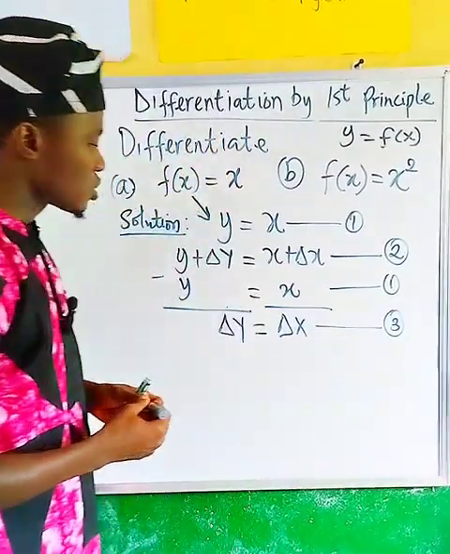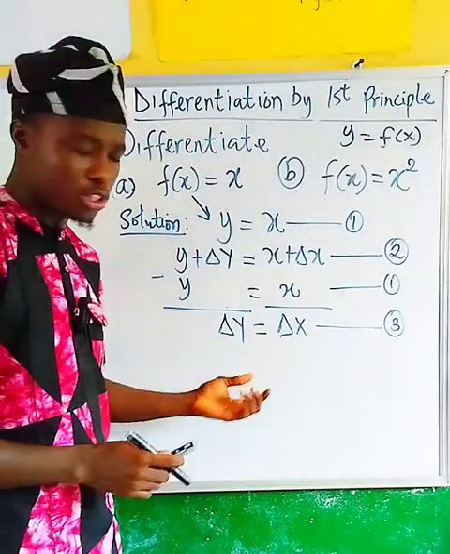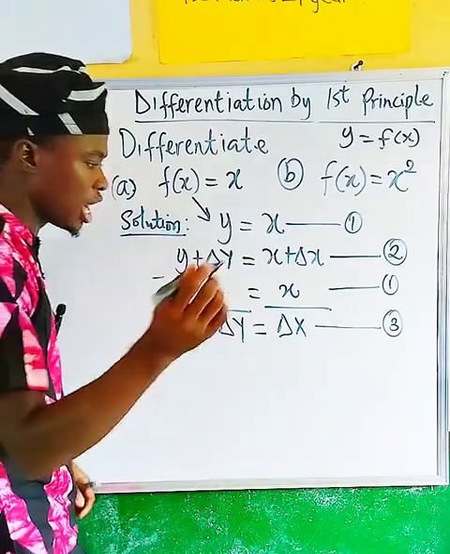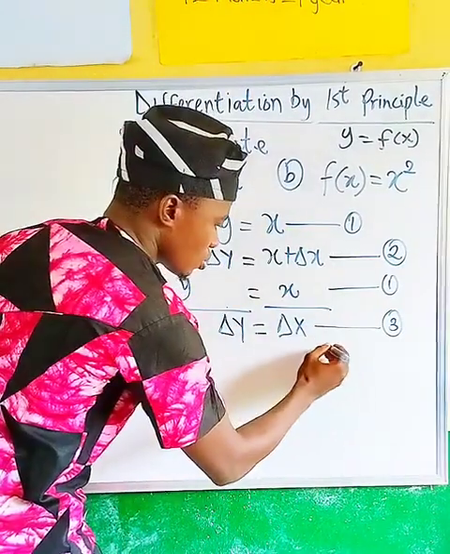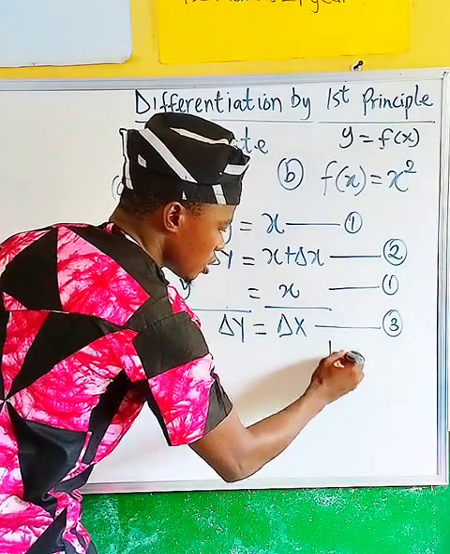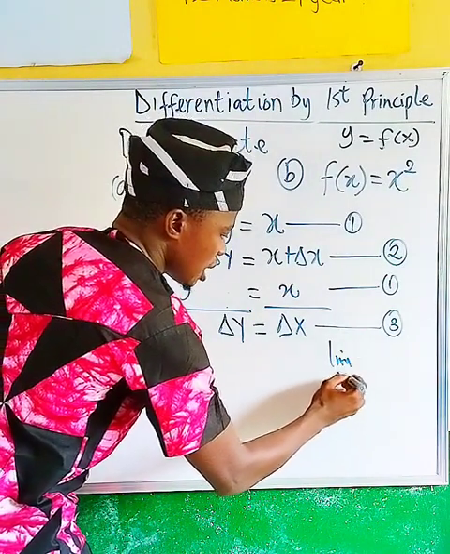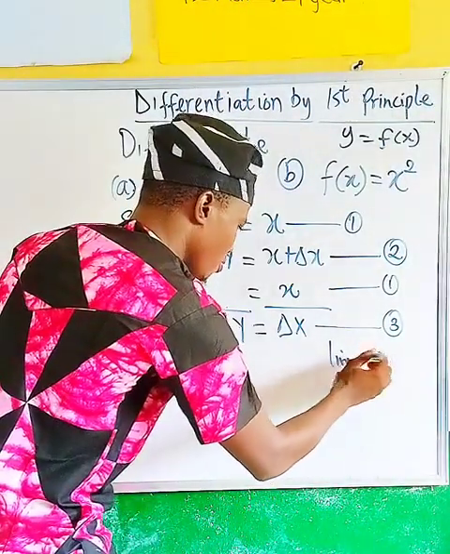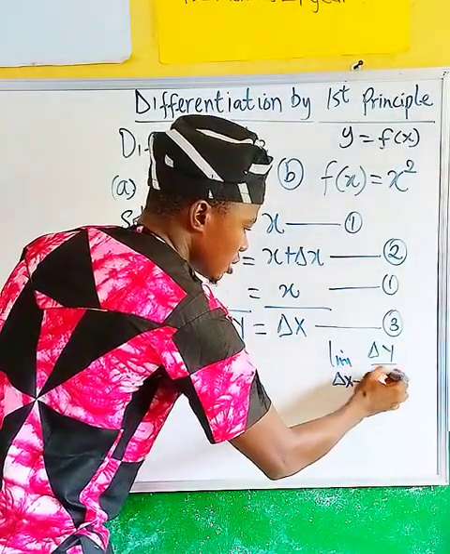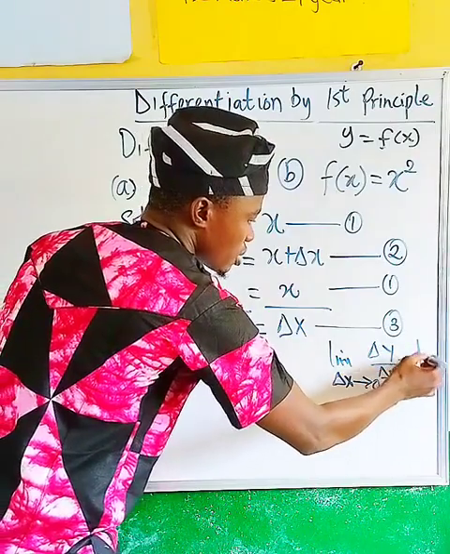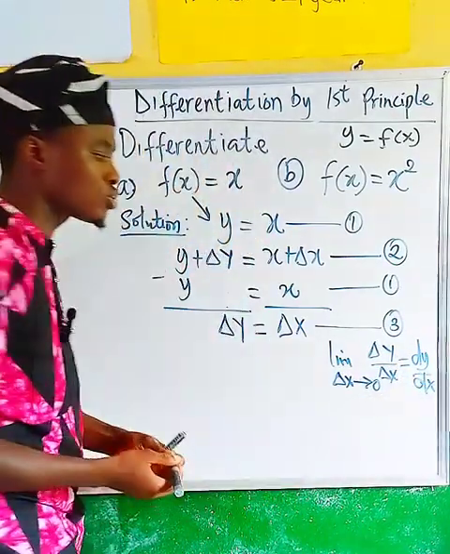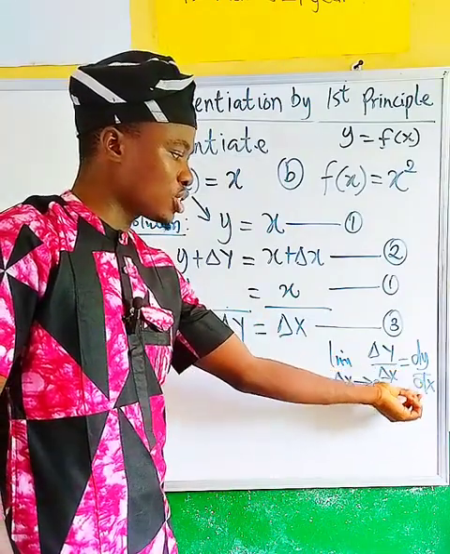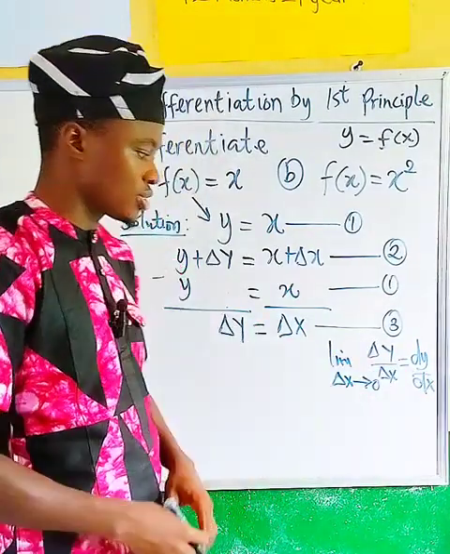Let's call this equation 3. Before we move on, this is just delta x and delta y, but there's something I would like to tell you. When you have the limit as delta x approaches 0 of delta y over delta x, it will give us what we are actually looking for, which is the differentiation of y with respect to x.